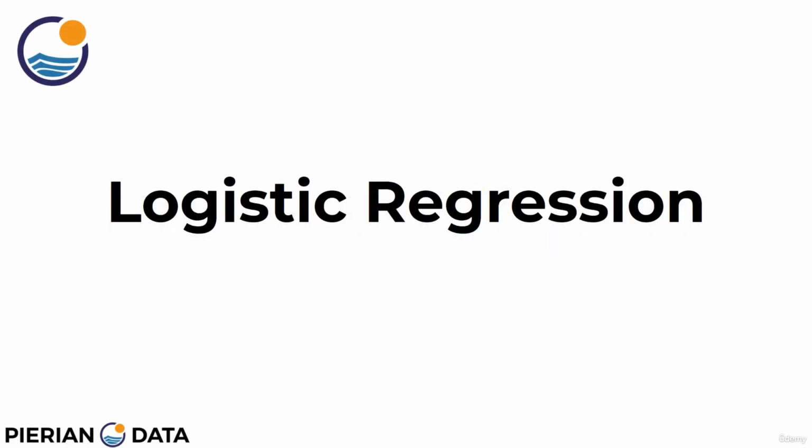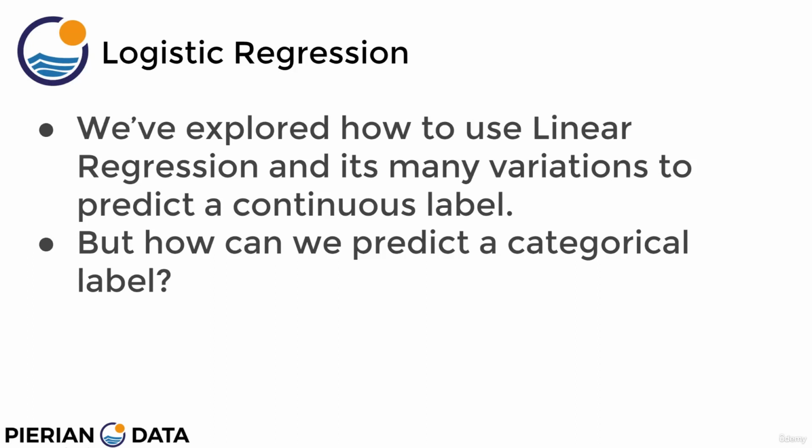Welcome back, everyone, to this section of the course on logistic regression. We've just explored how to use linear regression and its many variations, such as lasso regression and ridge regression, to predict a continuous label. But how can we predict a categorical label? For this section, the answer will be logistic regression.